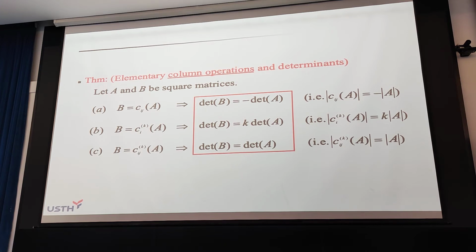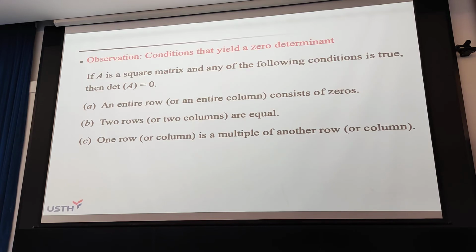And when we apply those operations, the determinant will be changed like that. And once again, we put it in the red frame. We can use that to calculate the determinant. And that gives you some criteria for when a square matrix will have zero determinant. And we are going to use that today. We have three conditions, three criteria to see when a square matrix will have zero determinant.